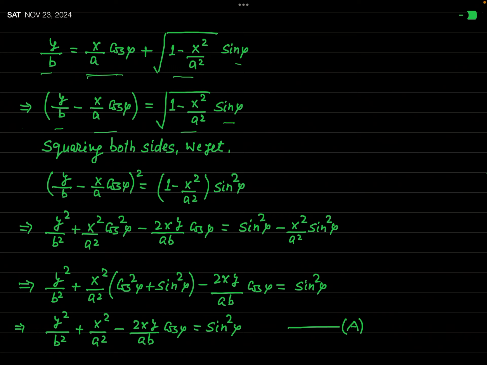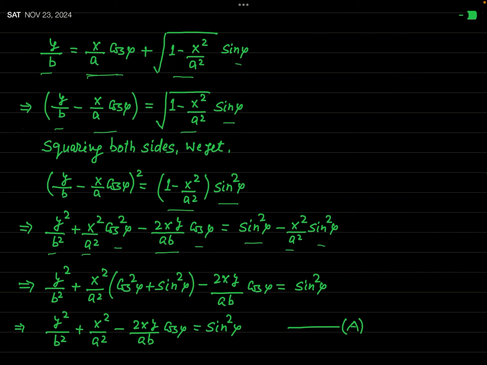So after squaring, you can write (y over b minus x over a cos phi) whole square equals (1 minus x square over a square) times sine square phi. Now let us expand the LHS. You can see this will be y square over b square plus x square over a square times cos square phi minus 2xy over ab cos phi. And the RHS can be written as sine square phi minus x square over a square sine square phi.